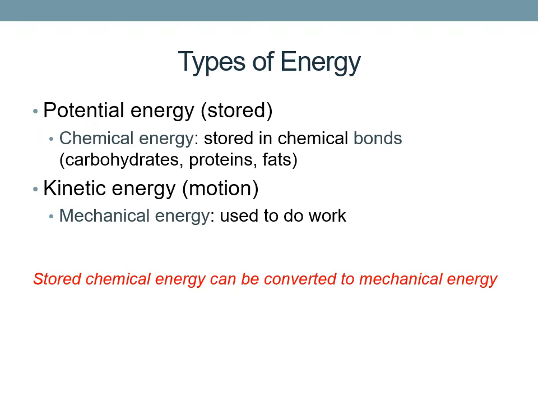Energy can be classified as potential or stored energy, or kinetic energy, the energy of motion. Chemical energy is stored in chemical bonds made between atoms and molecules. When these bonds are broken, the energy that is released can be used or converted to mechanical energy that is used to do work.